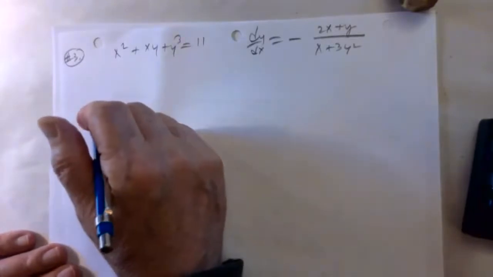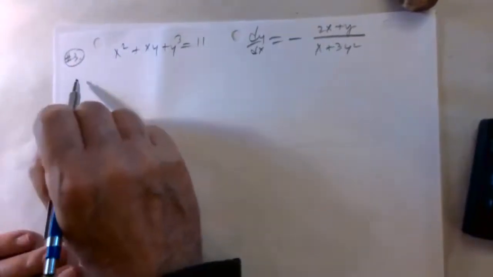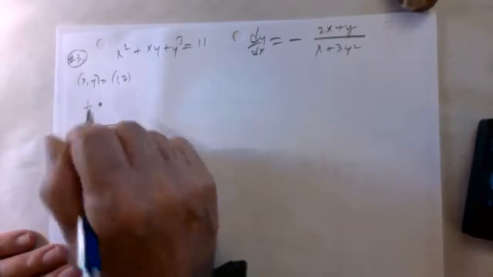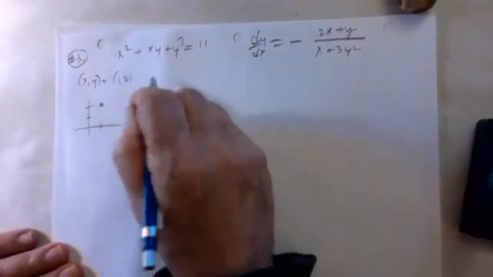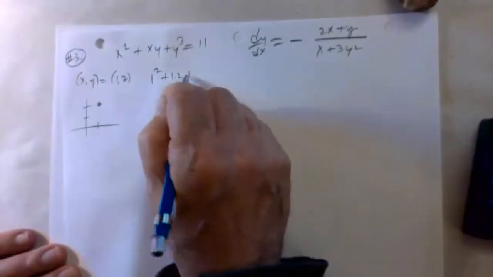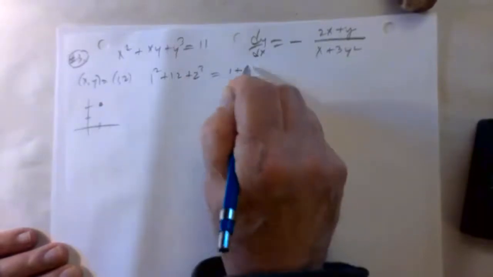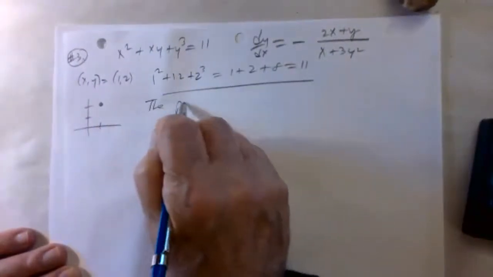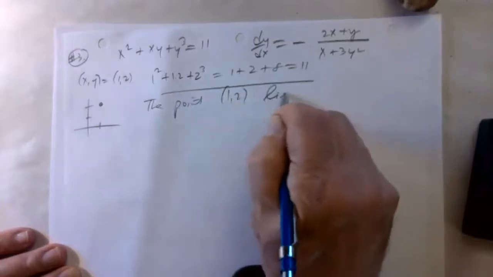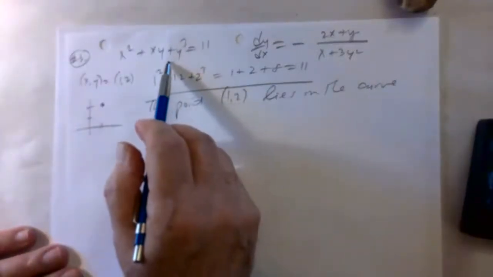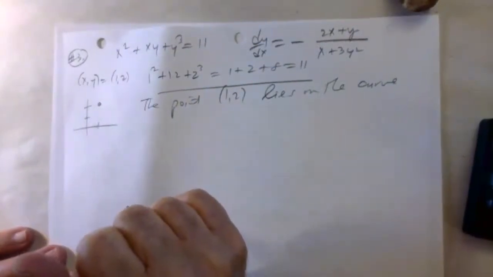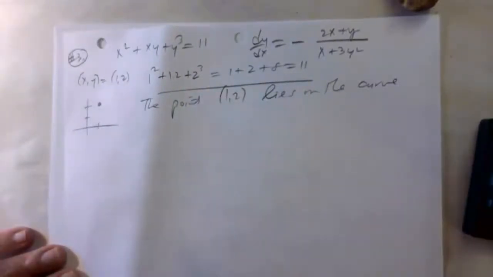And what about the point (1, 2)? That point in the plane. If you plug it into this equation, you get 1 squared plus 1 times 2 plus 2 cubed. That's 1 plus 2 plus 8. That's 11. So this point, (1, 2), lies on the curve. We don't know what this curve looks like. I mean, Maple will tell us, but we don't know. But the point (1, 2) does lie on the curve.